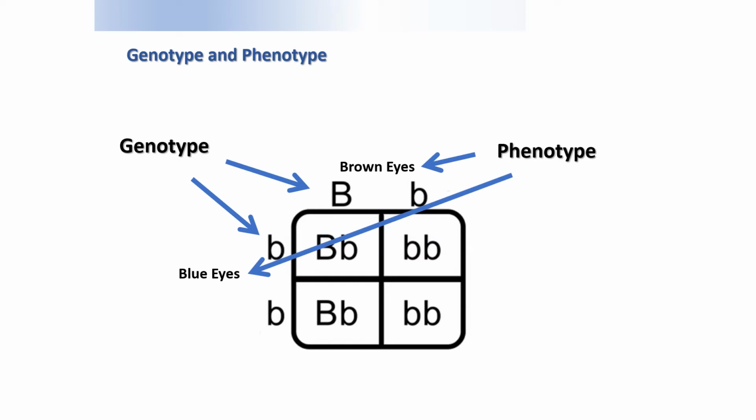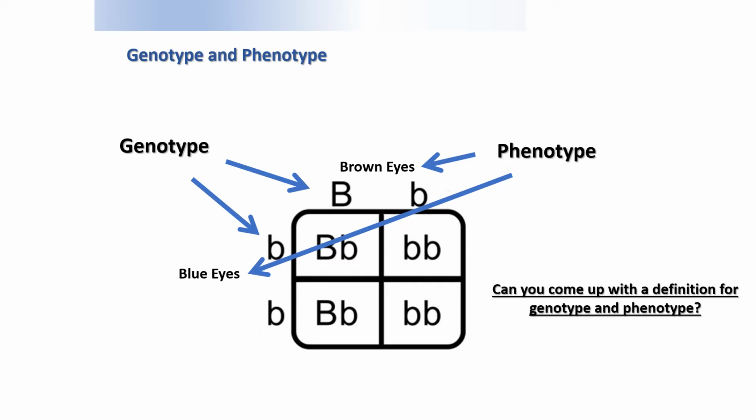Now what we have here, if we cross between these two, we can see the first box is capital B, small b. The second box on the top right is small b and small b. And to the bottom, we have capital B, small b, and small b and small b. Now, can you come up with a definition of genotype and phenotype, what we have discussed before? Pause the video and try it.